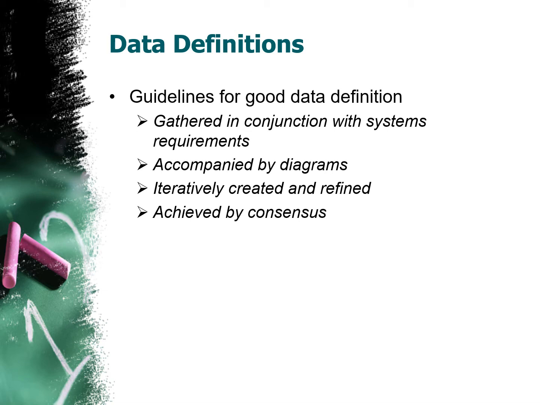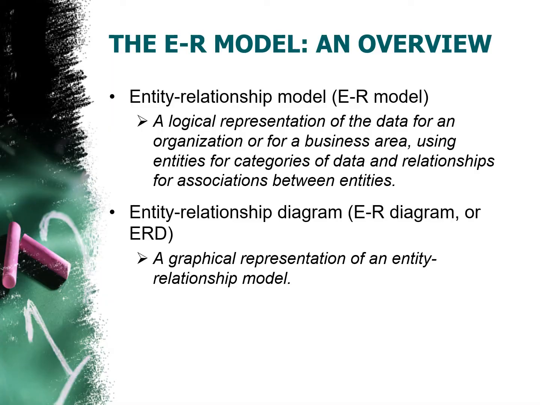And it has to be achieved by consensus. Because there is no perfect system, we have to consider every member of the team. Is this okay? Is this good enough for you? And so on. This time we go to the ER model, or the entity relationship model.